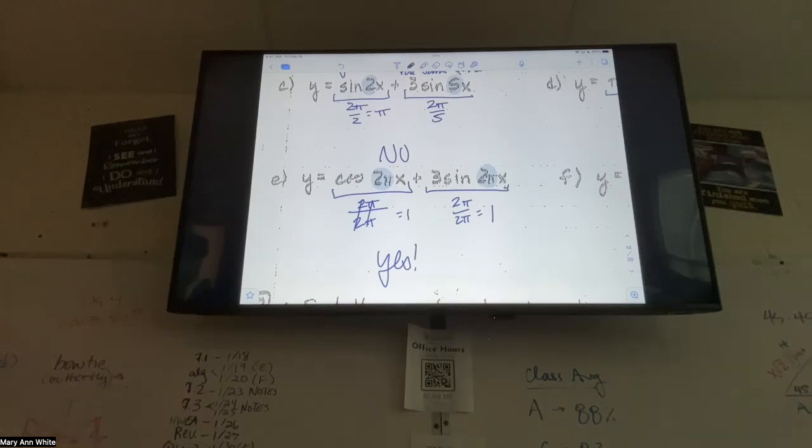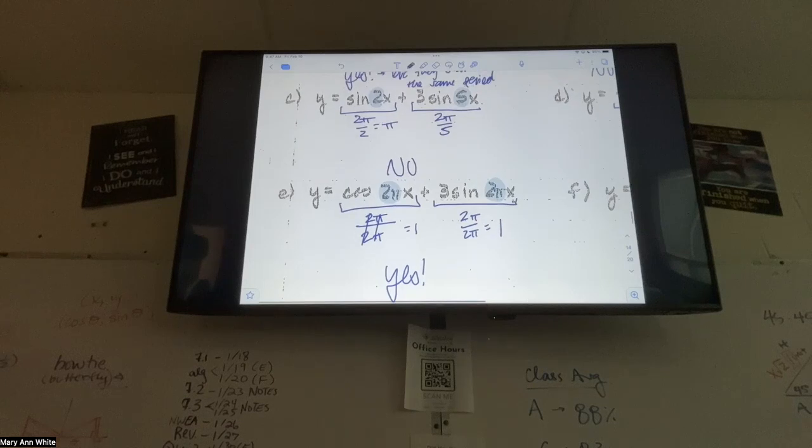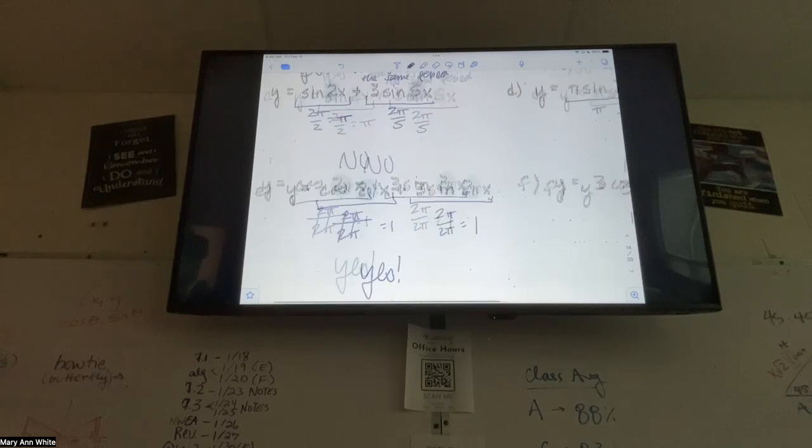Some hint that you maybe can kind of see already is that we're looking for them to have the same period, but in order for them to have the same period, they also should have the same b. So on letter C, I had a b of 2 and a b of 5. Those b's are not the same, so it's not sinusoid. On letter E, both my b's were 2 pi, so that's why it is sinusoid.